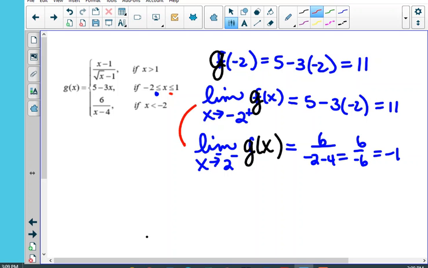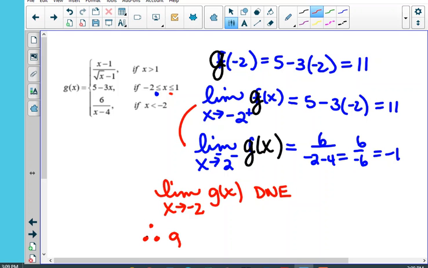So what does that mean? Well, it means that the limit as x approaches -2 for g of x does not exist. The left and the right limits are not equal. Therefore, g of x is not continuous at x equals -2. All right.